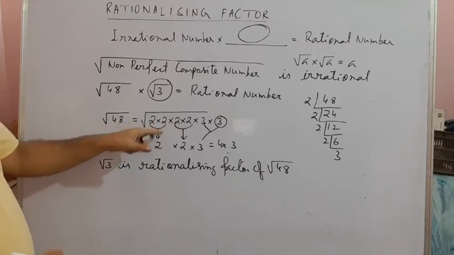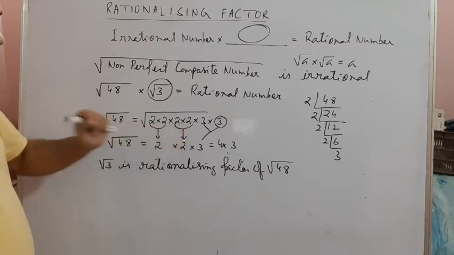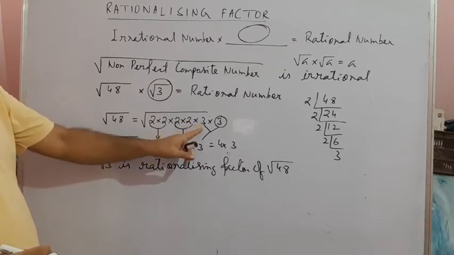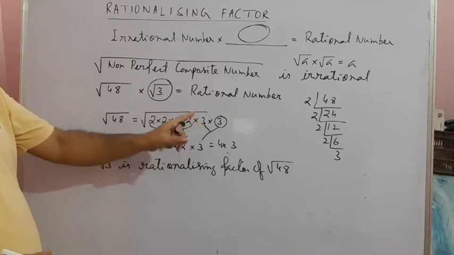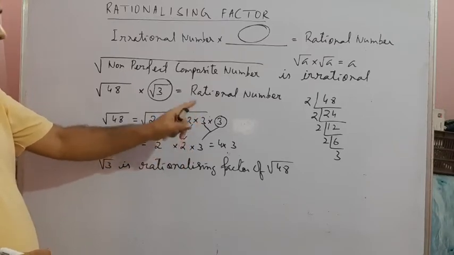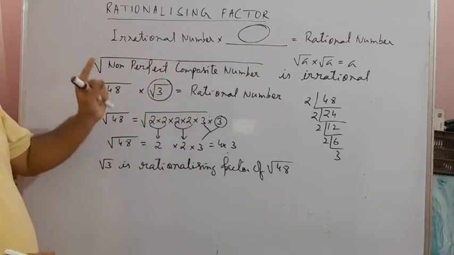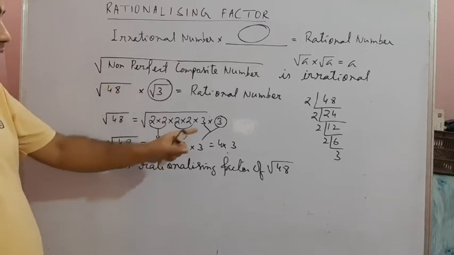So for this pair of 2, one 2 we can write outside the square root sign. For this pair of 2, one 2 we can write outside the square root sign, but 3 is inside the square root sign. It will remain inside. Why? Because 3 cannot form a pair. As 3 is inside the square root sign, it is not a perfect square, and as a result it is irrational. Now to make it rational, what do you have to do?